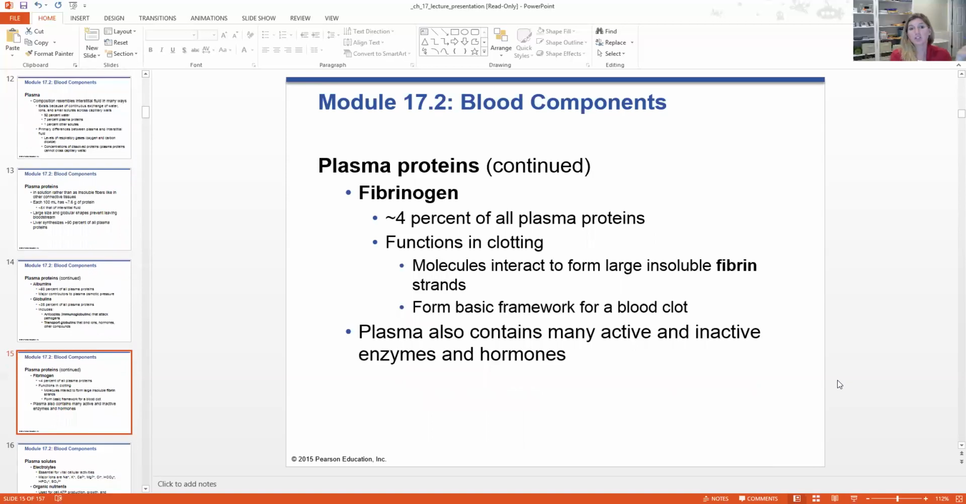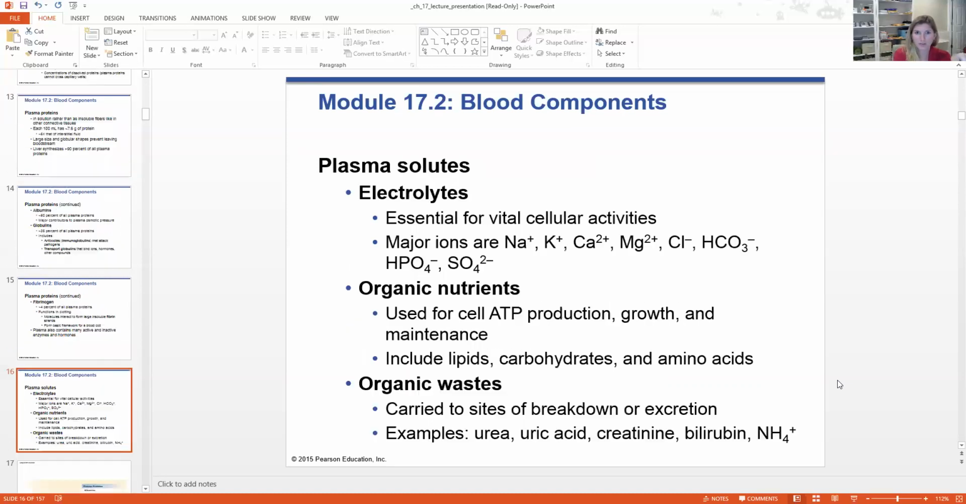So fibrinogen is the last type of plasma protein. This is a smaller percentage. It has a major role in clotting. The fibrinogen ultimately gets converted into fibrin, which are the strands of your scab. If you've ever picked a scab off and looked at it, you know you have. You'll see that it looks like little hairs. Those hairs are the fibrins. It's the basic framework for the blood clot. And there's also enzymes, active and inactive enzymes that are dissolved in the blood as well.